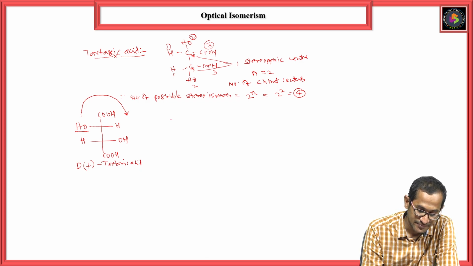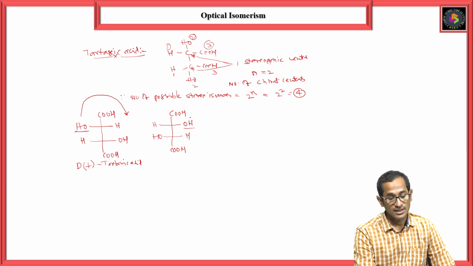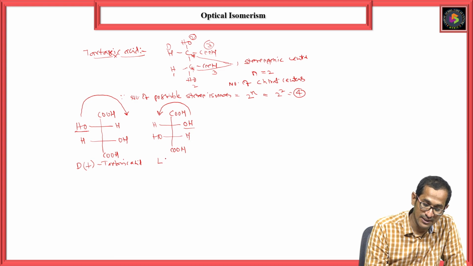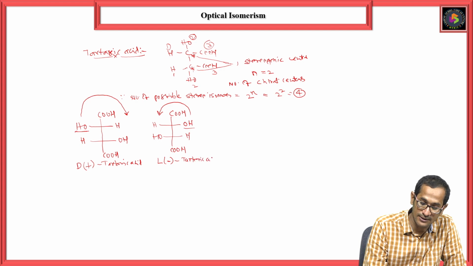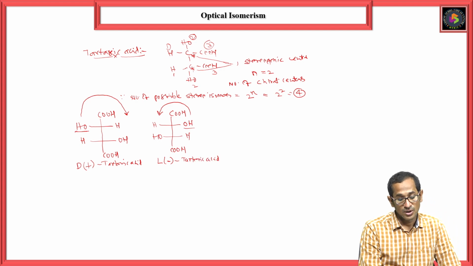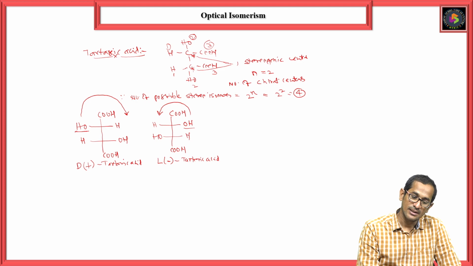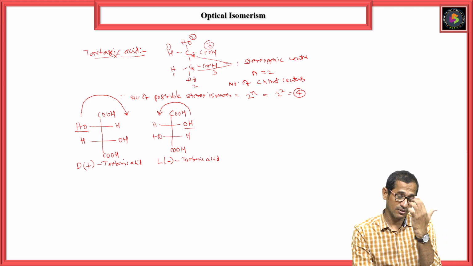In the same manner, I will write one more structure here. COOH, H OH, H OH, COOH. So now with respect to this OH group, this compound rotates the plane polarized light towards the left side. Therefore, that is L, the sign indicated with the negative, L-tartaric acid. So D-tartaric acid is right side rotation or clockwise rotation. L-tartaric acid is left side rotation or negative rotation, anti-clockwise rotation.